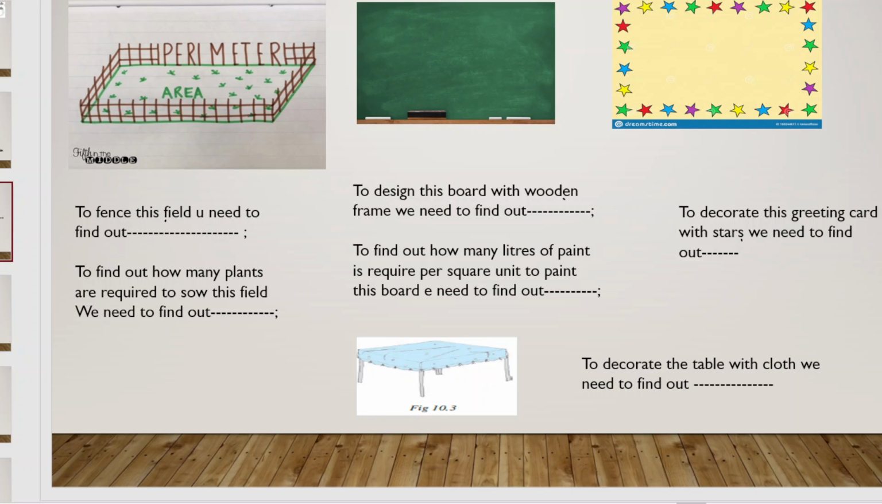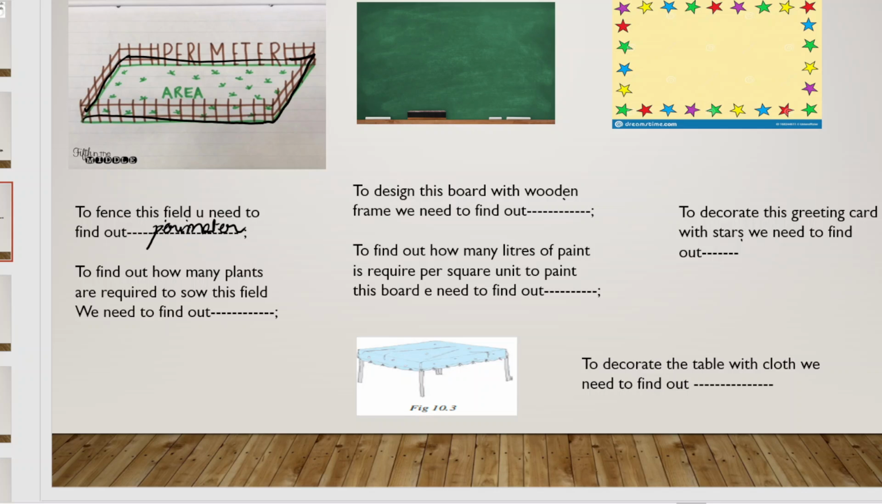We'll see some real-time examples of area and perimeter. Children, look at these pictures here. This is a field, and if a farmer wants to fence this field, you need to find out the perimeter, because to fence the field we need to find out the lengths of all the boundaries of the field. So this is nothing but perimeter.